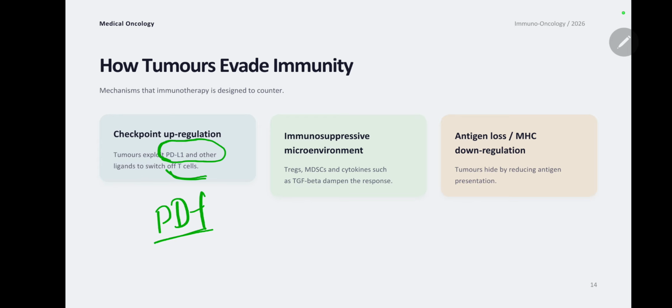So the T cell is to be switched off. Second is the microenvironment. Most of the time, some cytokines, for example tumor growth factor beta, dampen the response of the immune cell. And third is antigen loss or MHC downregulation. That is also a reason that the tumor is not recognized as a foreign antigen. So this is also a reason.